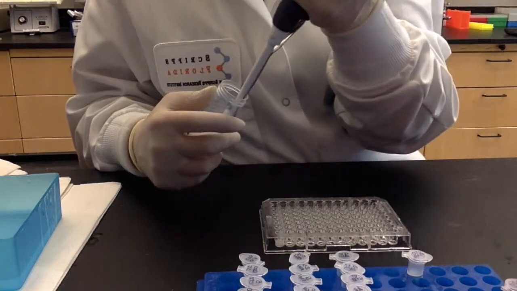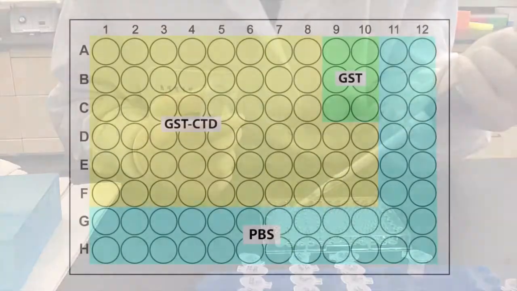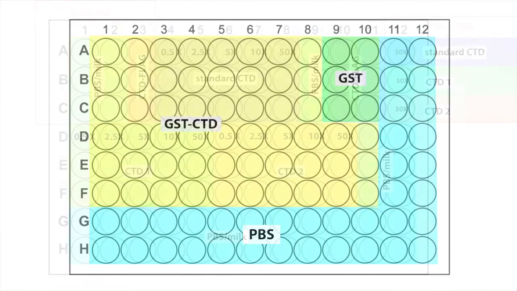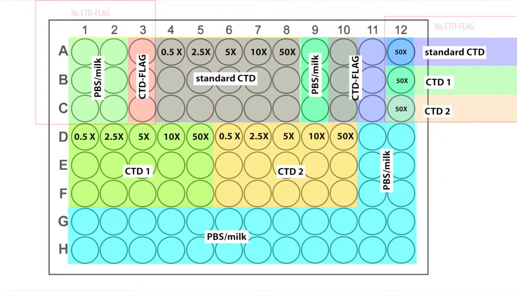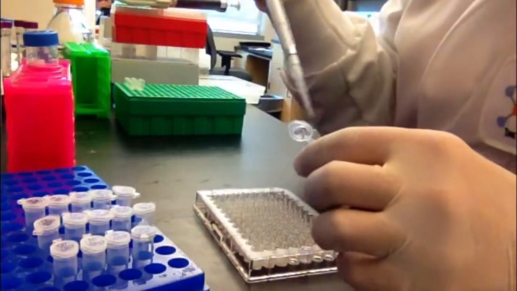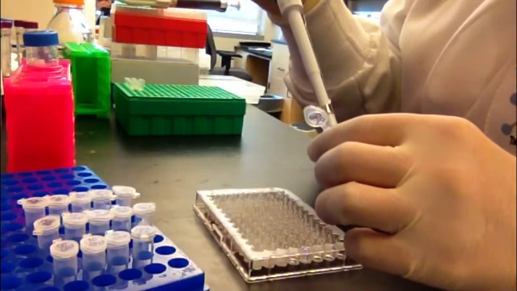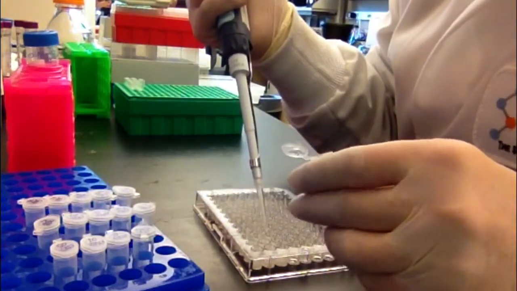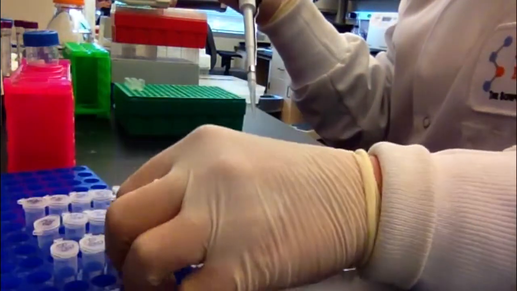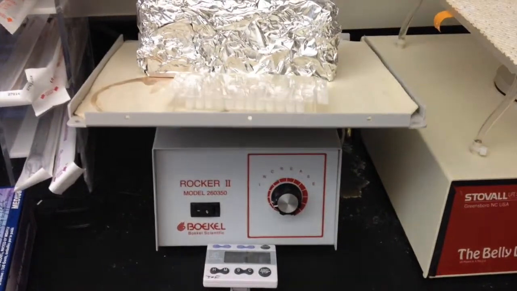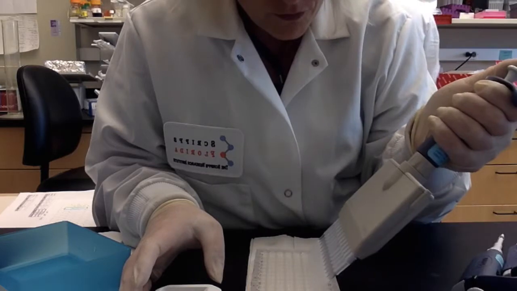Several controls are put in place to verify the proper functioning of the assay. CTD flag is added directly to GST-CTD coated wells to verify complete coating, and also to a PBS coated well to act as a negative control. Separate 50x CTD dilutions are prepared without CTD flag and loaded into PBS coated wells to signal if nonspecific binding occurs to the well. And CTD flag is loaded into GST coated wells to signal if nonspecific binding occurs to the plain GST. After loading, the plate is returned to the rocker to incubate for an hour at room temperature.